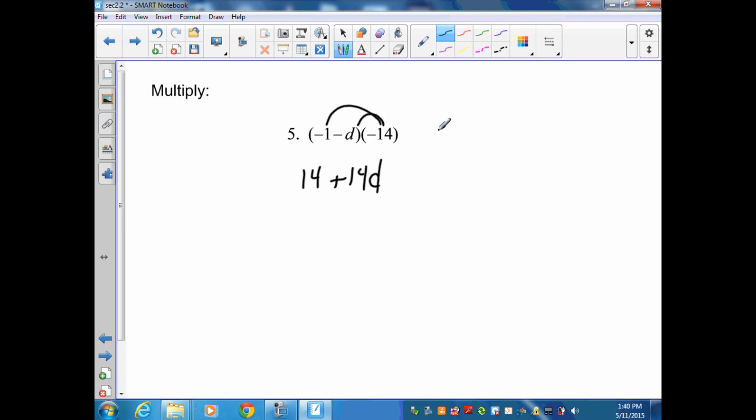And again, here, you could have gone a negative 14 and a negative 1 minus d. And again, that's just using the commutative property, changing order.